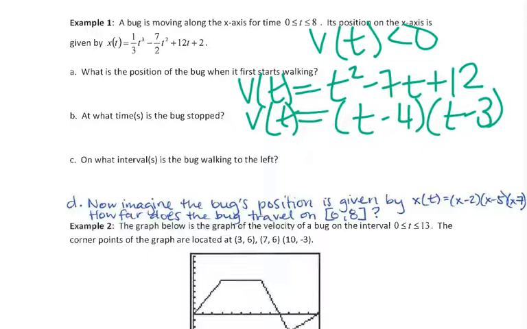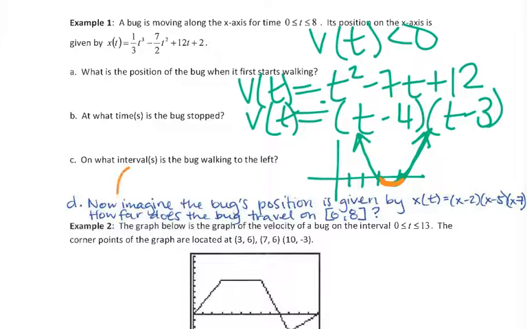Now if you have a calculator you could graph this, but we also know enough about quadratics that we can graph this ourselves. We know that we are going to have an x-intercept at 3 and at 4, and the a value here is positive, so this opens up. So our graph is going to look like this, with x-intercepts at 3 and 4. So when is the velocity negative? It's negative when it's below the x-axis. So it's negative between 3 and 4.